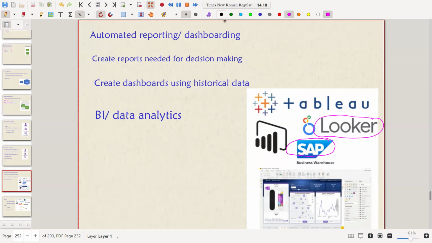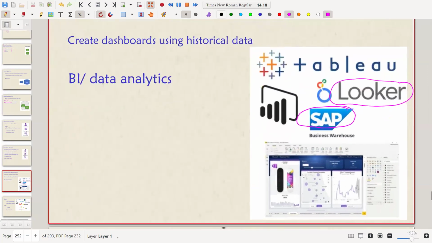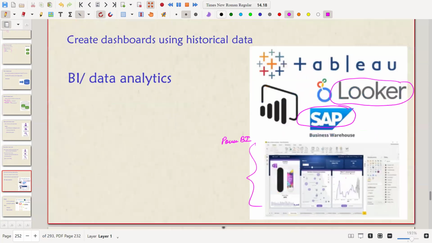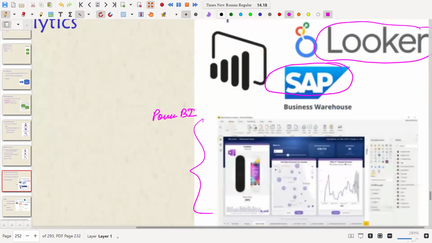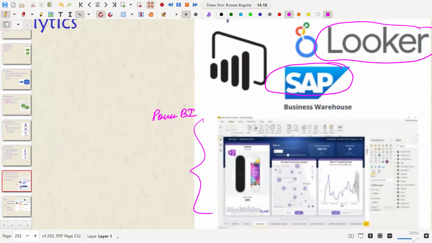So you have to create reports or dashboards. The bottom picture, not a good picture, but it is an example of a dashboard from Power BI. This is the kind of interface you will see in Power BI, where you can play with different data sets. No coding is required in Power BI or Tableau.